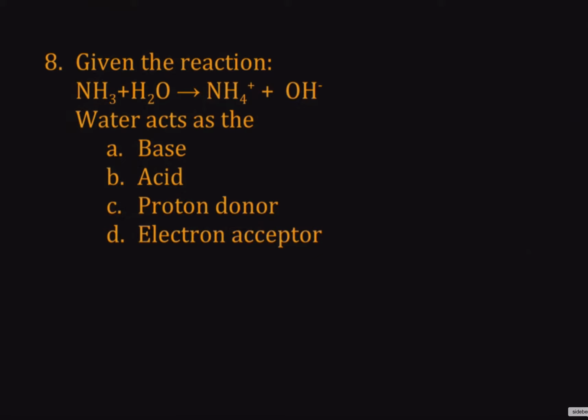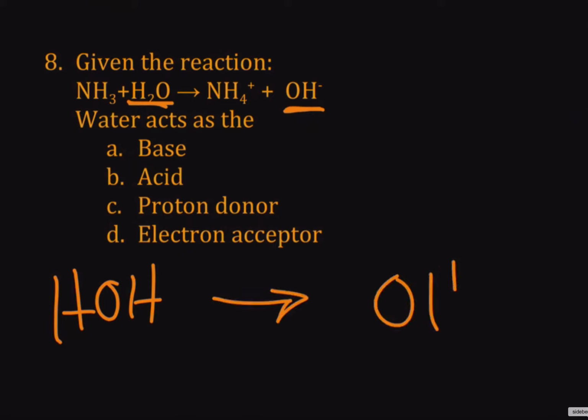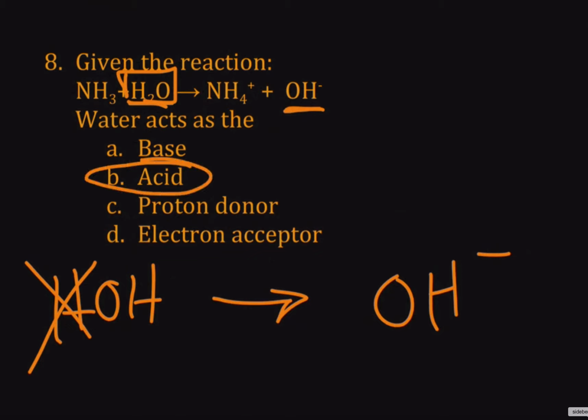So what's happening to the water? Here's the water here, H2O, and then on this side we have OH. Right? If we rewrite H2O as HOH, and we turn that into OH, well, what's happened? Well, we've lost a hydrogen. So the water in this reaction has donated its hydrogen, which makes it an acid in this definition. Okay, and the ammonia, the NH3, is the base here.